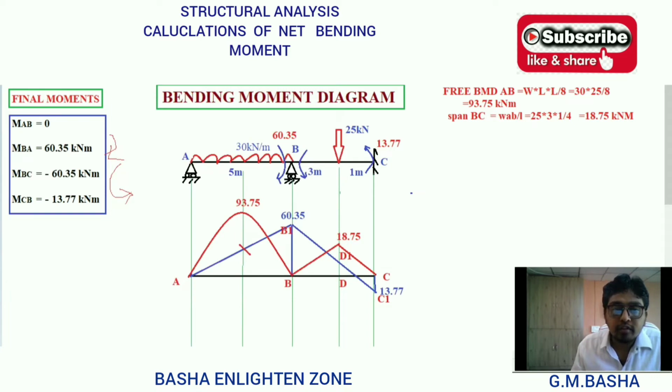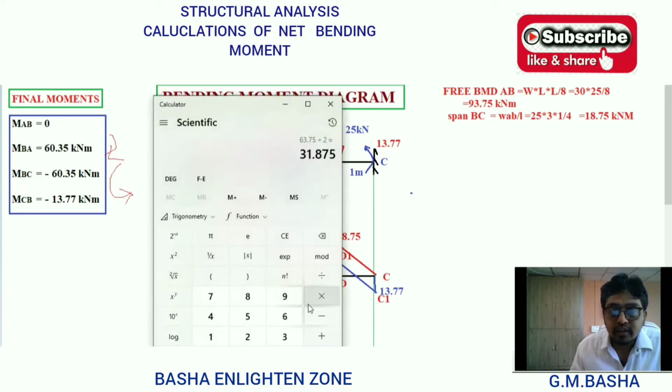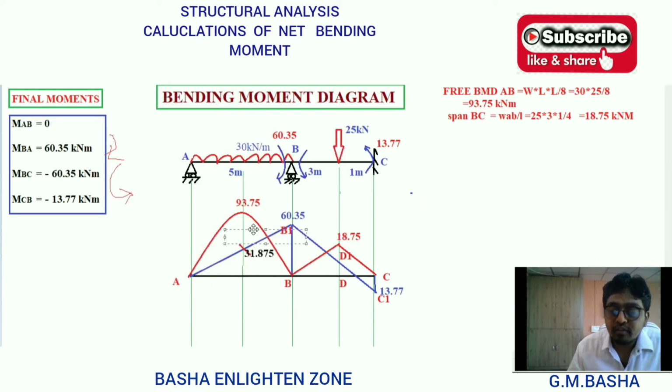So here the ordinate point will be 31.875. If you want the net bending moment, it is the difference of the free bending moment diagram and the fixed bending moment diagram. So here it will be 93.75 and 31.875. Taking the difference, you will get 61.875. So your net bending moment will be 61.875 for the span AB.